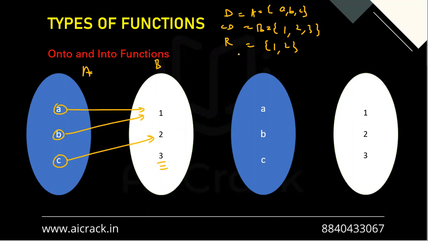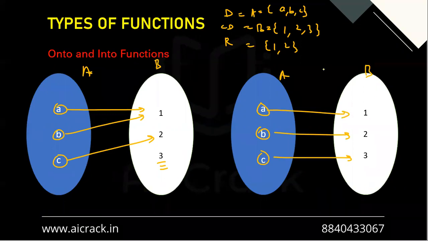And similarly, if range equals codomain, let's say we have this case. This is set A, this is set B. Let's say we have this simple case. Here range equals codomain. If this is the case, then these are onto functions. Now, why are we defining these categories? That will come up in discussion when we are talking about bijective functions or invertible functions. So as of now, just remember this: whenever range is not equal to codomain, it's an into function, and if range equals codomain, it's an onto function.